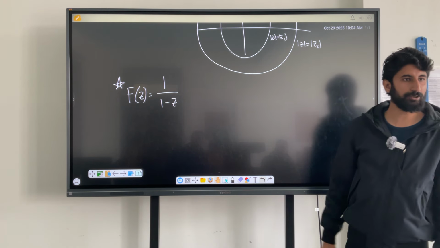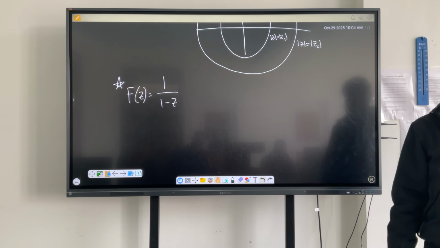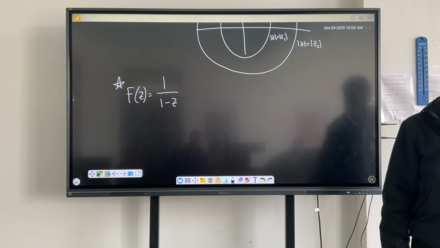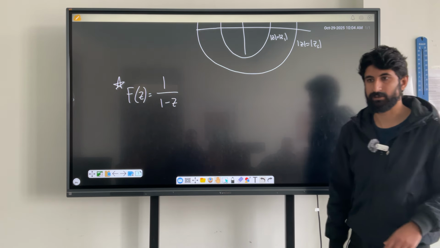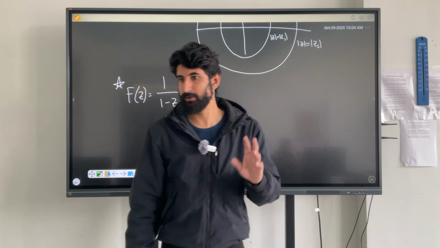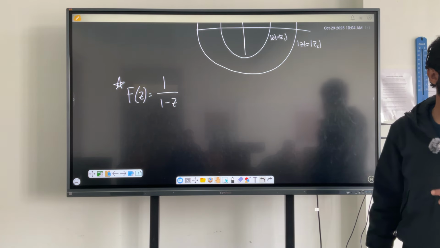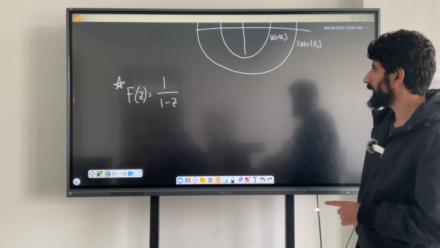So how many isolated singularities are here? One. Only one. Where? z equal to 1. What is the order? Is it a pole? It's an essential? What is it? It's a pole. Pole of what order? It's a pole of order 1. Excellent. Very good. And where is it? At z equal to 1.